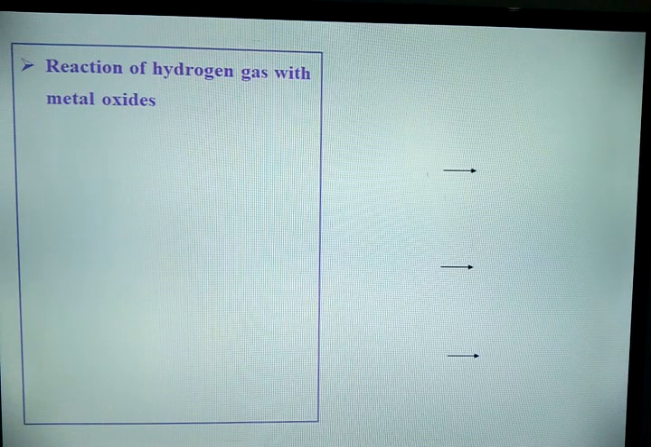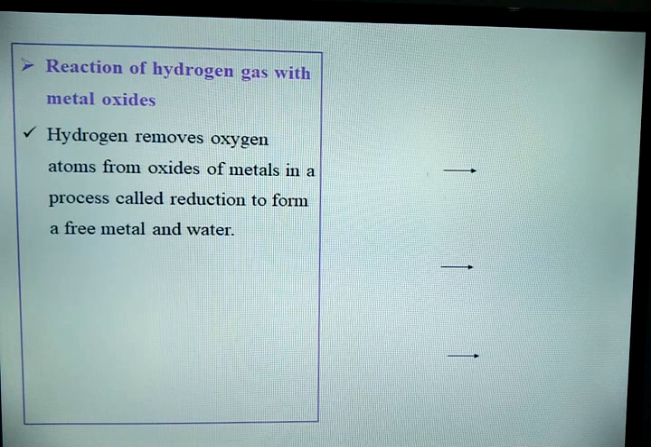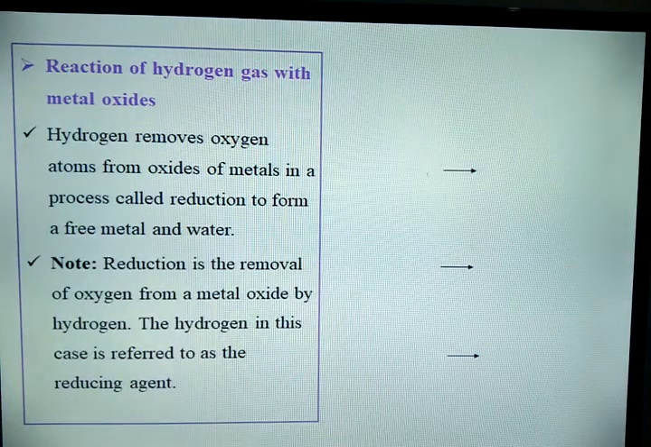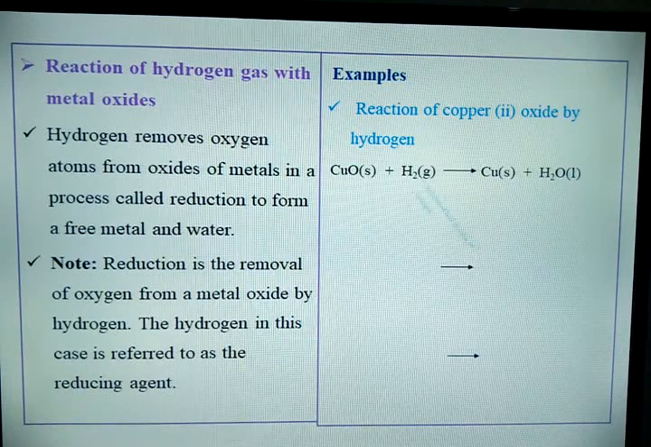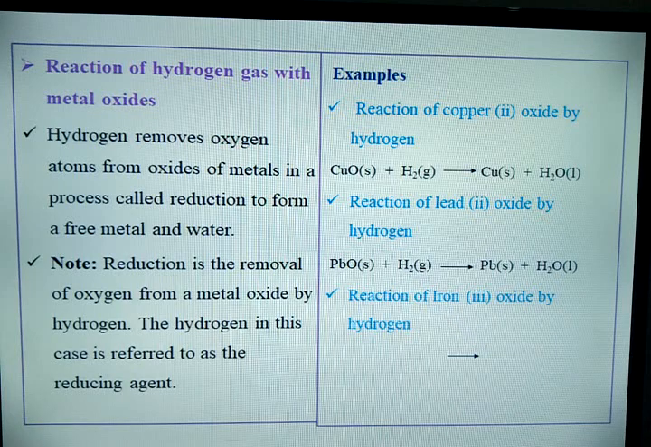In this reaction, hydrogen behaves as a reducing agent, and there are oxides which are going to be reduced by hydrogen. Among them, we have copper 2 oxide, which can be reduced. We have lead 2 oxide, it can also be reduced. And we also have iron 3 oxide, which can also be reduced.